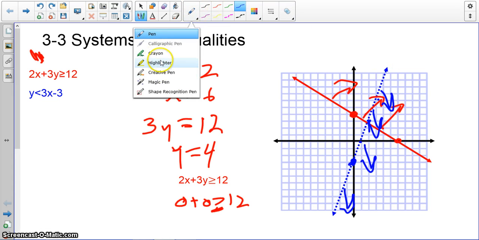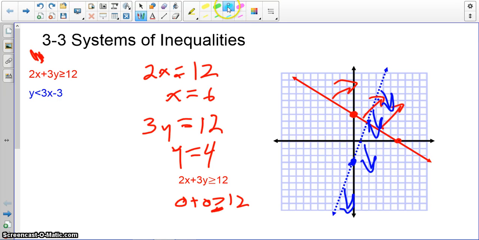Let me bust out a highlighter. That'll be better. Blue's good. So here, it's up here in this corner, especially with the tablet. Oh my goodness, that's good enough. You should be able to do better with pen and pencil and paper than I can with this stuff.